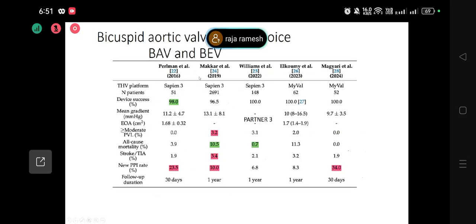So these are the different trials with the balloon expandable valve and bicuspid aortic valve, different registries. Among this, the Partner 3 trial recently completed the 5 years follow-up and it was published. And the device success rate is good even in bicuspid valves also. Now we have conquered the bicuspid also in the TAVI era. And for the new pacemaker risk, with the initial generations the pacemaker risk was high, but as the valves evolve, the pacemaker risk is low.